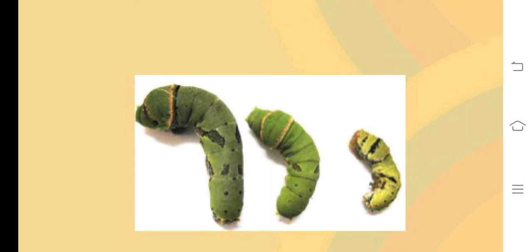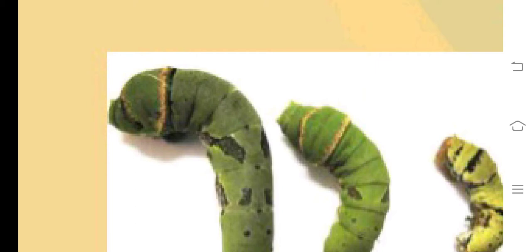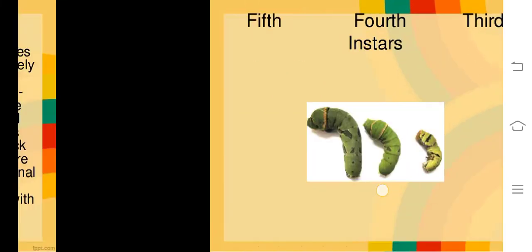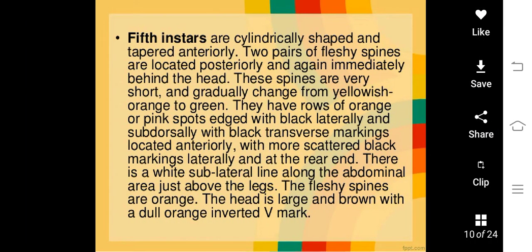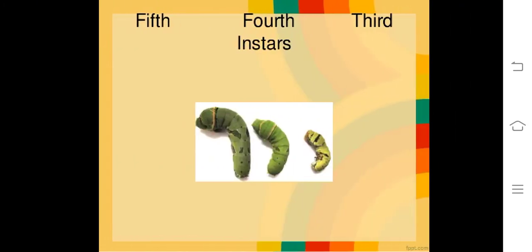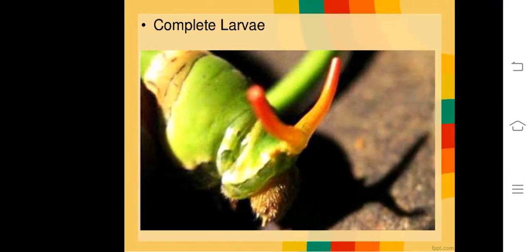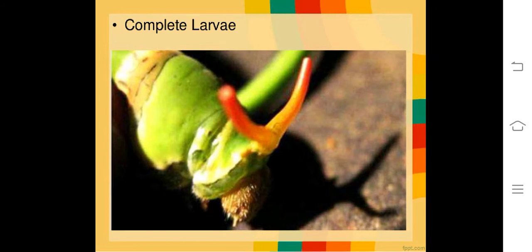The fleshy spines are orange. The head is large and brown with a dull orange inverted V mark. So you can see here the V mark. So these are the 5 larval instars of this species, that is Papilio demoleus.